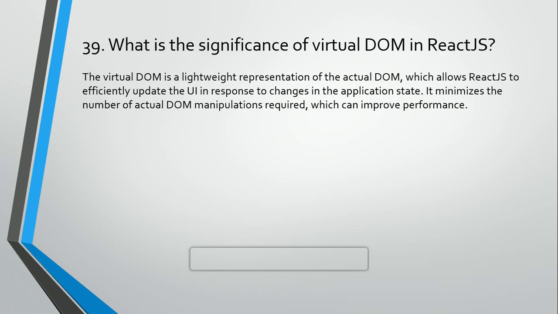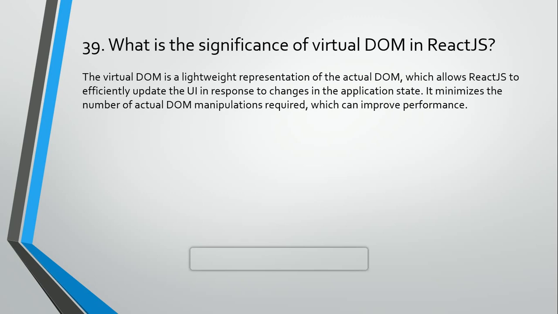Moving to question number 9 of the day: what is the significance of the virtual DOM in React.js? As you know, React uses the virtual DOM instead of the real DOM. So what is the significance of using that? Look, the virtual DOM is a lightweight representation of the actual DOM, which allows React.js to efficiently update the UI in response to changes in the application state.